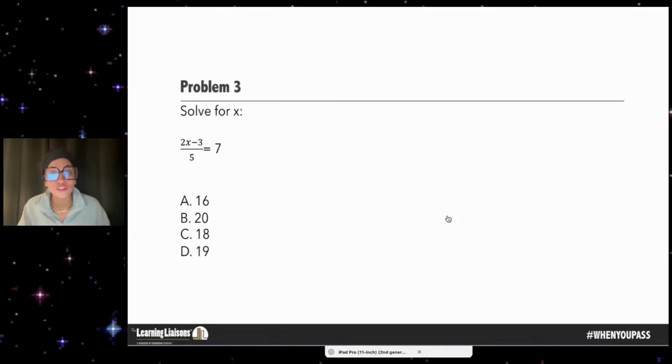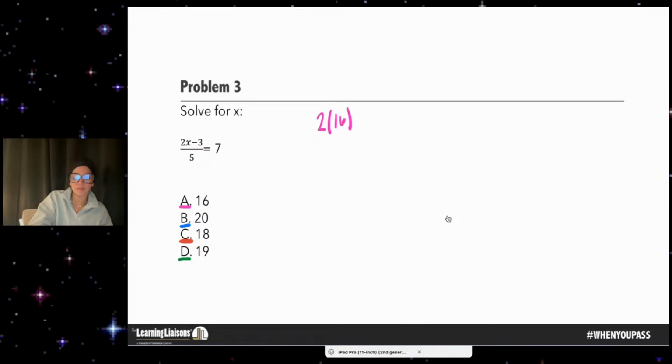Use your answer choices to help you. I could easily take this problem and plug in each of these answer choices for x. And when I plug it in, if it creates a true statement, that's my answer. If it creates a false statement, it's not my answer. So let's plug in 16 first.